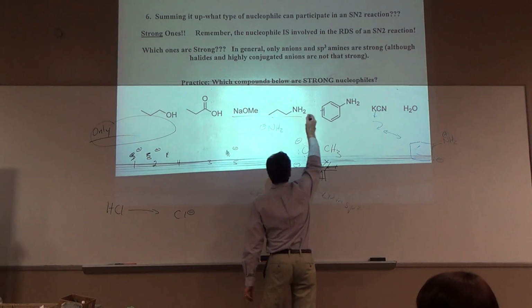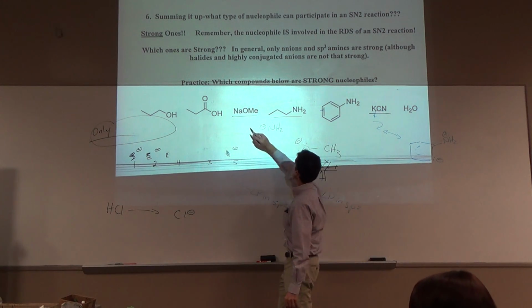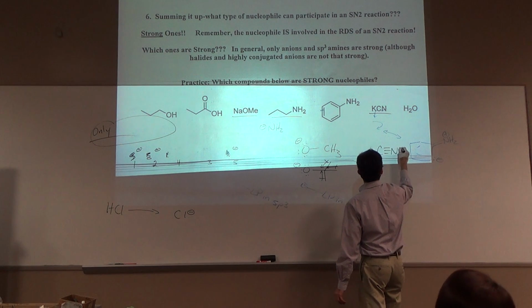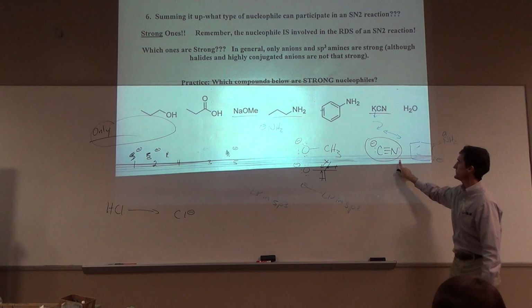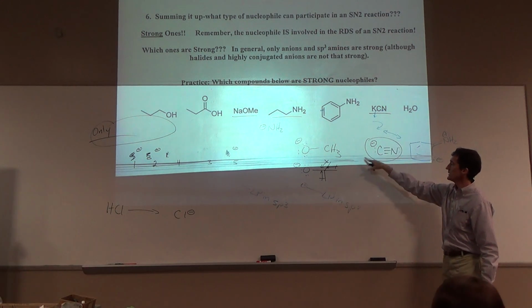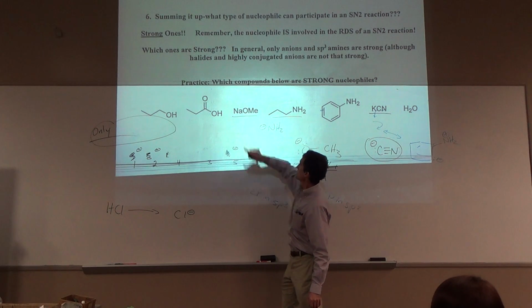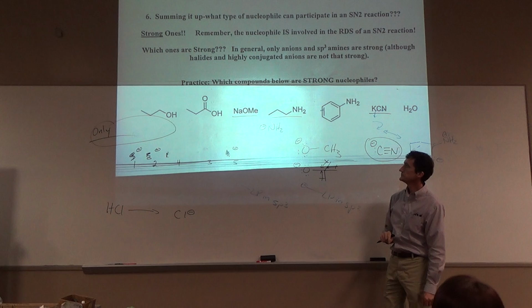This one, and this one. O minus, C minus, that's cyanide. Cyanide, there's your Lewis structure, C minus, K plus. Good nucleophile. O minus, good nucleophile. sp3 lone pair nitrogen, good nucleophile.